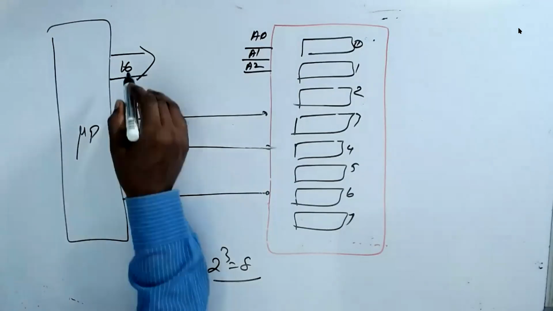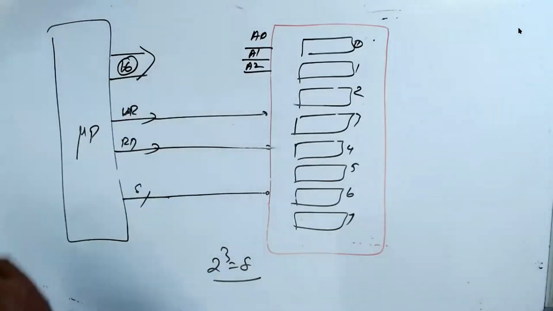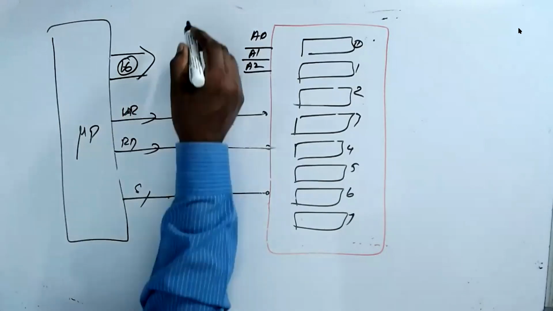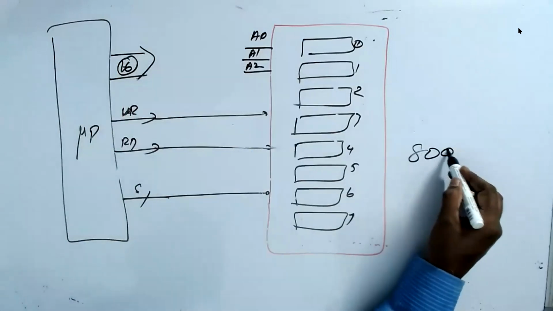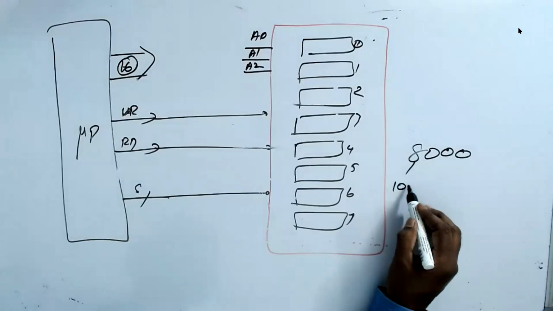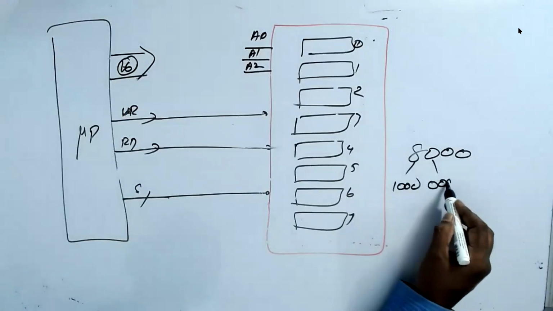Now, this microprocessor has 16 address lines. How do we handle that? If you have 16 address lines, let us say I take about 8000. That means 8 is 1000 and 0 is 0000.